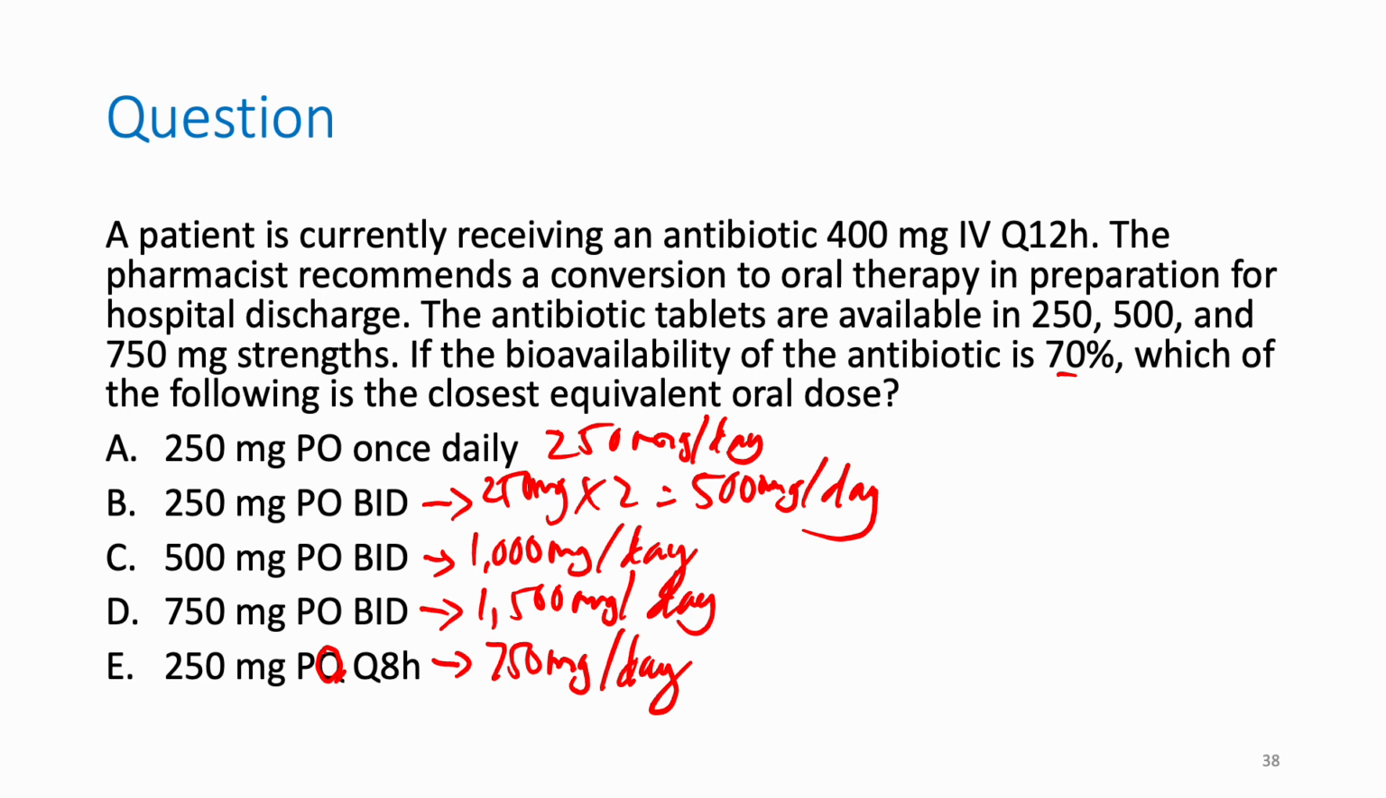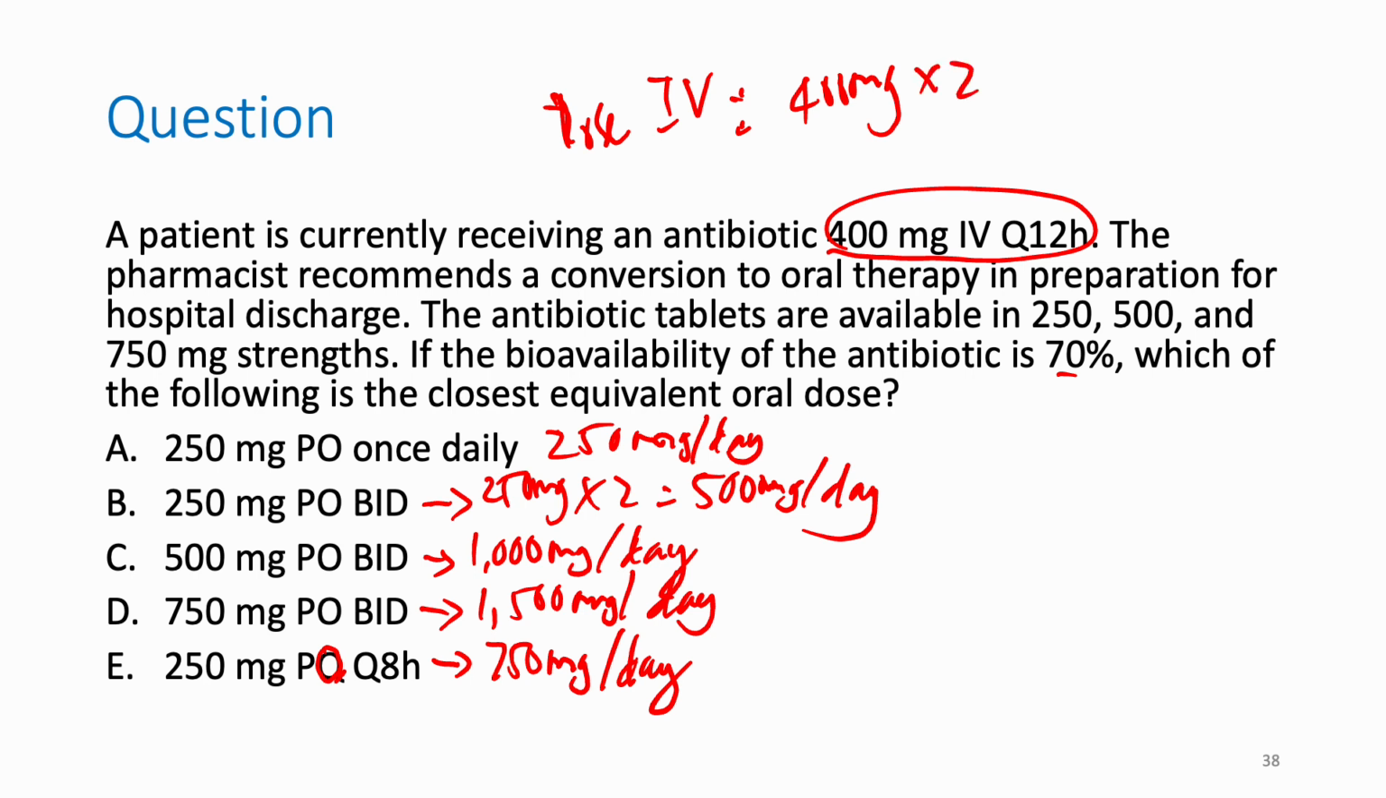So for this one, the drug has a bioavailability of 70%, and the patient is receiving 400 milligram IV 2 times a day. So that means for the IV, the dose is equal to 400 milligram 2 times a day, or 800 milligram a day.